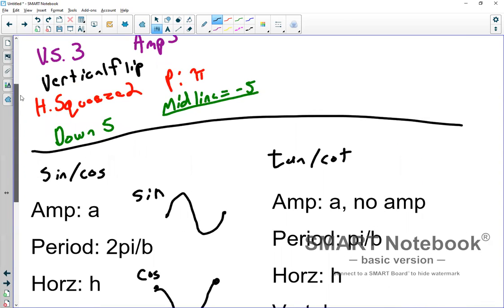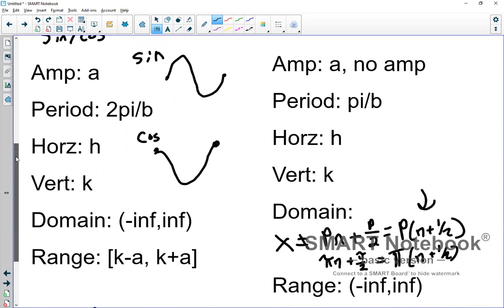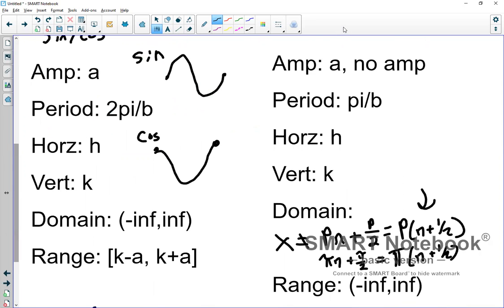Yeah, that's the concepts of the graphing. I'll post some worksheets for you to do practice on.